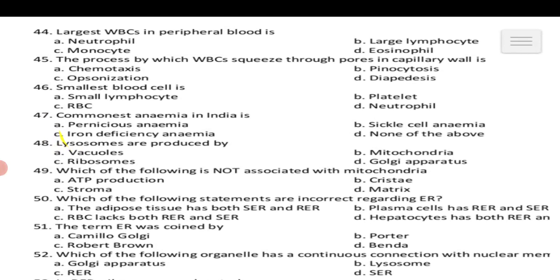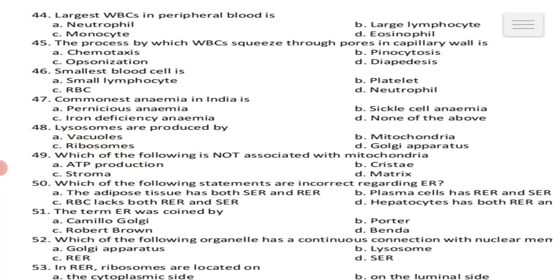So next question, question number 44. Largest white blood corpuscle in peripheral blood is? The largest WBC in the blood is the monocyte. They have a large nucleus and generally these cells are multi-lobed. They make up about 7% of the total content of WBC or leukocytes. The size of a monocyte is 15 to 18 micrometers in diameter. So the correct answer for question number 44 is monocyte.